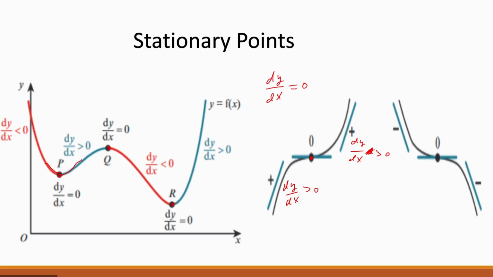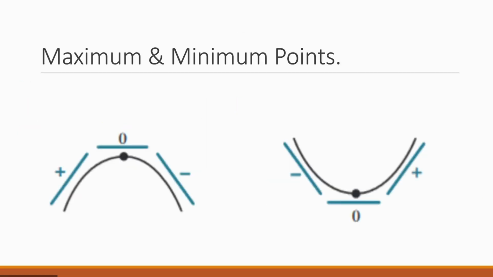Let's move on to the maximum points and the minimum points. So here we have the maximum point and the minimum point. On the left hand side of the graph, here we have the maximum point, and on the right hand side we have the minimum point. Max as in the highest value and minimum as in the least value, as we already know. So these points only occur when the dy over dx is equal to 0, or basically the gradient is equal to 0.